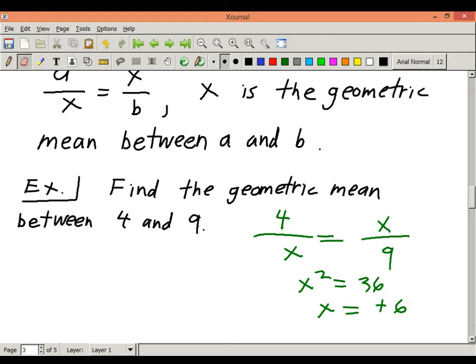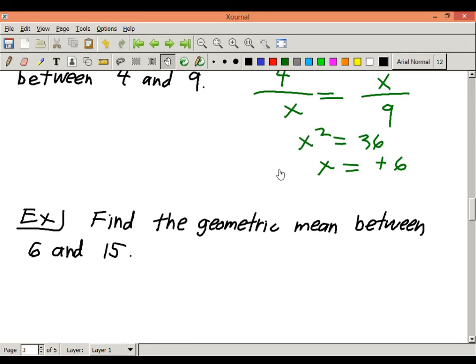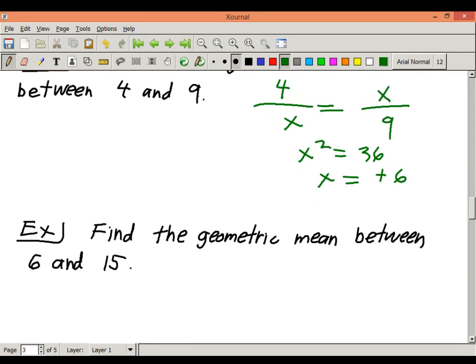Okay, let's do that one more time. This time, let's find the geometric mean between 6 and 15. So again, we're going to write an empty proportion here. We're going to find the geometric mean. So we're going to find this number right here. Remember, it's the same in both spots. Find the geometric mean between 6 and 15. Okay, so there we go.